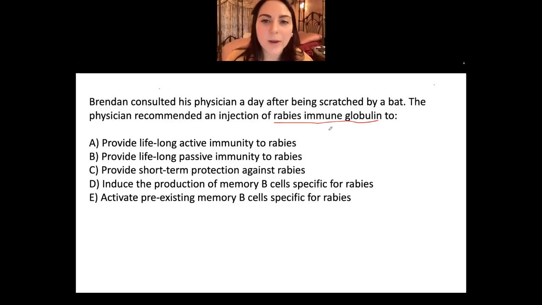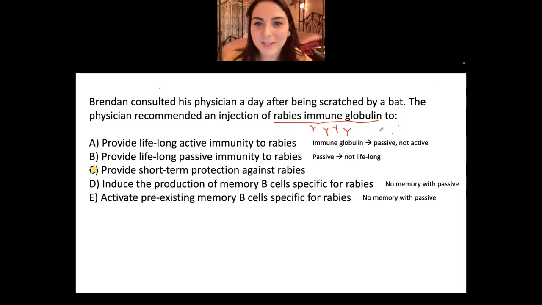rabies immune globulin is basically anti-rabies toxin immune globulin. It's basically just an antibody against rabies. So that's typically what happens when you're doing rabies prophylaxis. So the whole idea of getting this immune globulin is to provide short-term protection against rabies. This is your passive immunity. Remember, this is your passive immunity. And remember with, oh, actually I'll just show you.